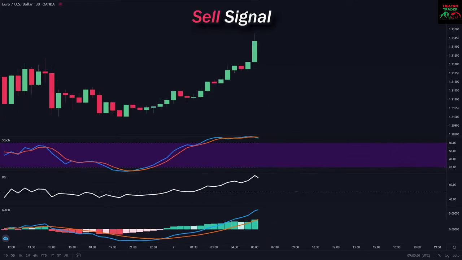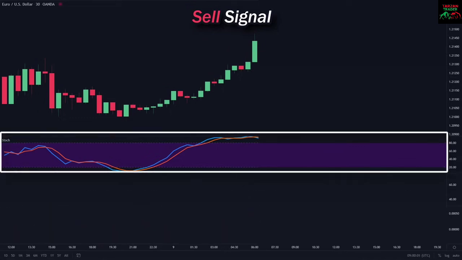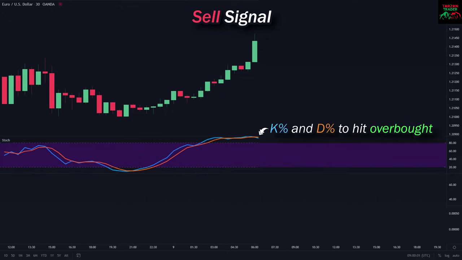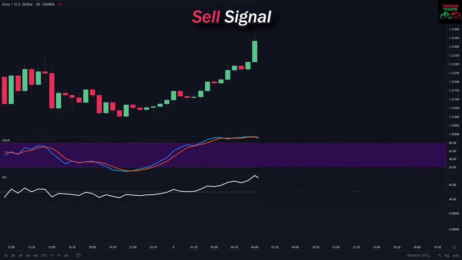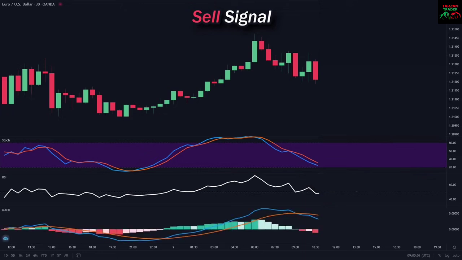Let's move on to finding sell signals. Again, the first step is you want to look at the Stochastic and wait for both the K and D lines to hit overbought. Then, you want to use the RSI to confirm the downtrend by making sure that it's below the middle line. The next step is you want to use the MACD to confirm the downwards momentum by waiting for the MACD line to cross below the signal line. And you still need to make sure that both of the K and D lines still haven't hit oversold. Once all the rules are met, you take a sell position.